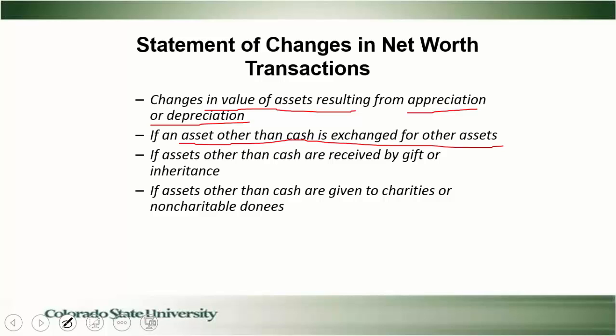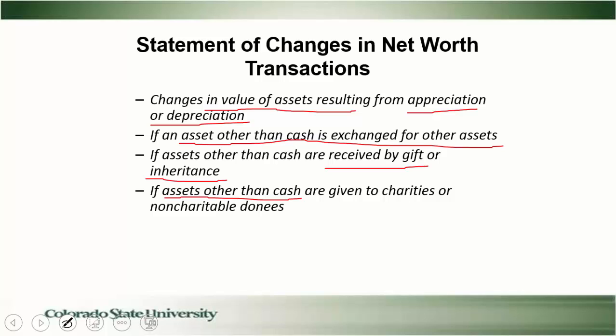You might have received a gift or inheritance. That wouldn't show up on the statement of cash flows, but could certainly affect your net worth. And then if you gave away something other than cash, if you give cash, that's going to show up on the cash flow statement, so it would be observed and recorded there. But if you gave a car, for instance, that's a big deal right now.